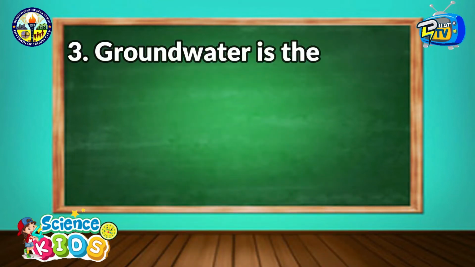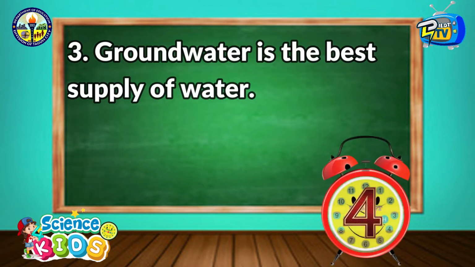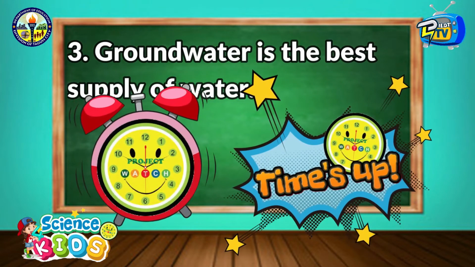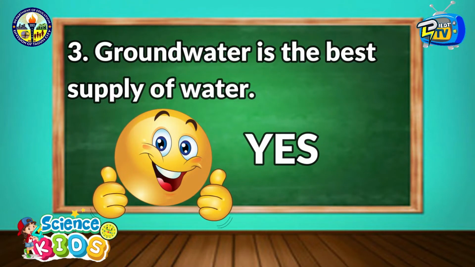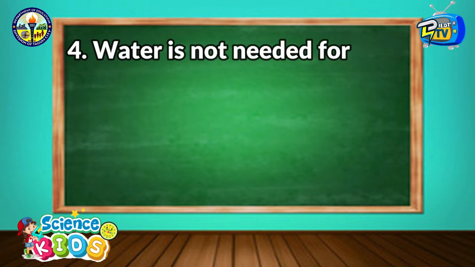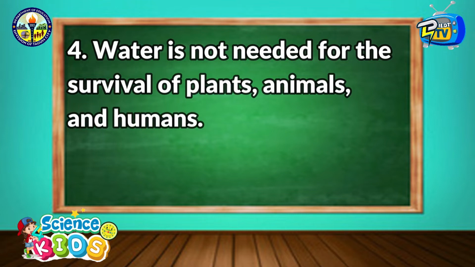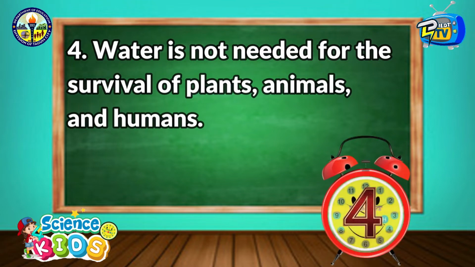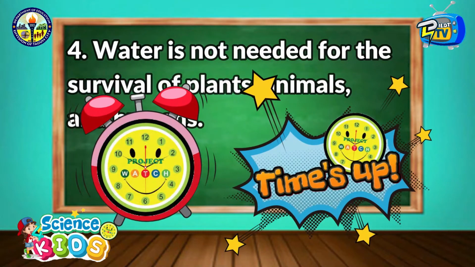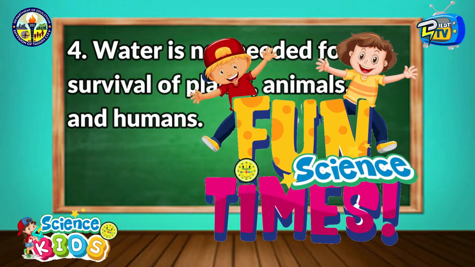Number 3. Groundwater is the best supply of water. Your timer starts now. Time is up. What is your answer? Very good. The answer is yes. Number 4. Water is not needed for the survival of plants, animals, and humans. Timer starts now. Time is up. What is your answer? Awesome! The answer is no.